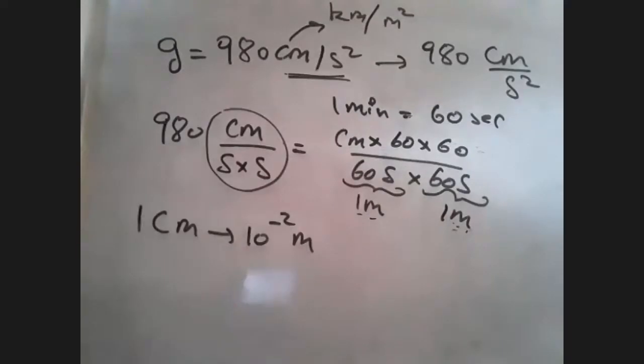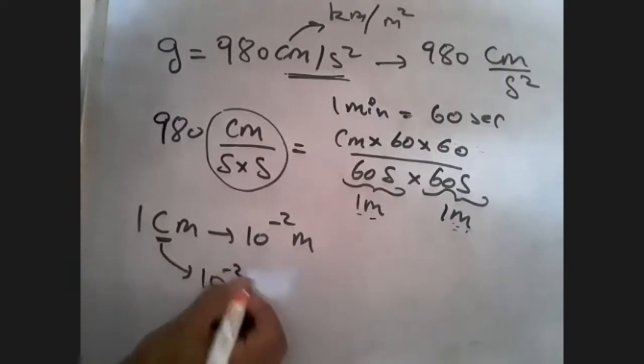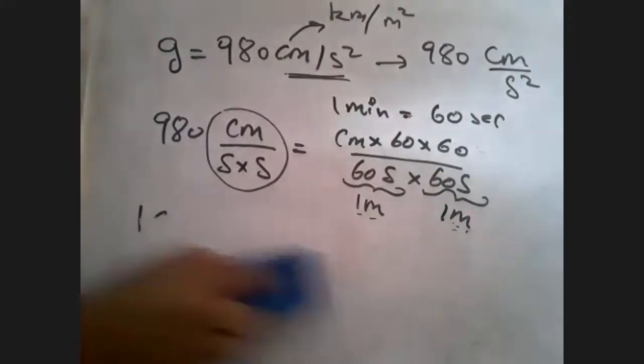1 centimeter is 10 raised to minus 2 meters, isn't it? I told you already that centimeter, in C, here C can be written as 10 raised to minus 2, and you will get this result here, 10 raised to minus 2 meters. Substitute that over there simply.